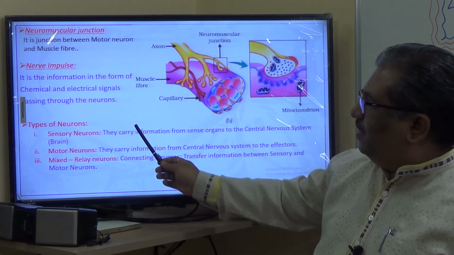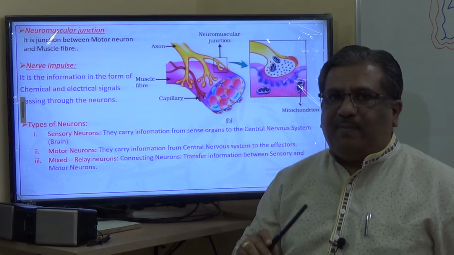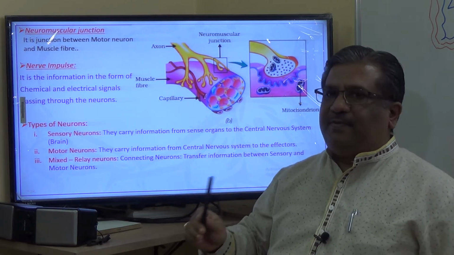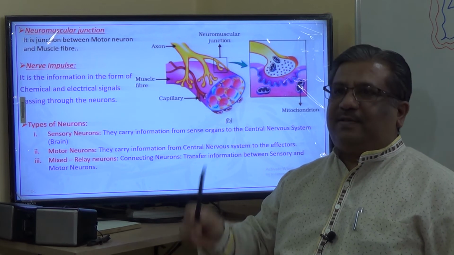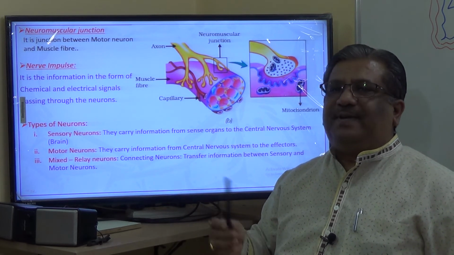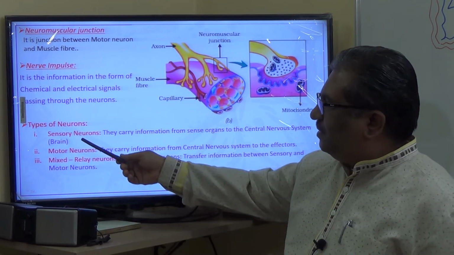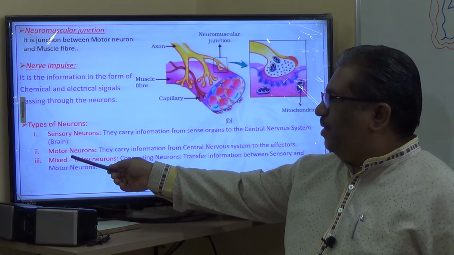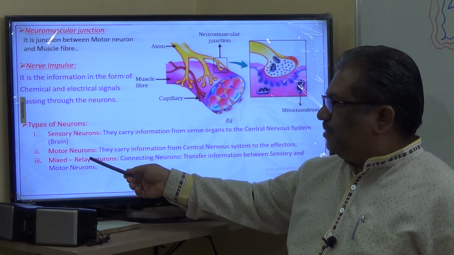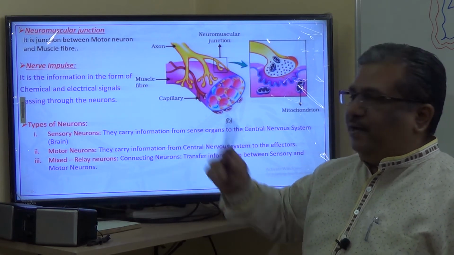Okay. Here it's interesting. These three are very important. What are the different types of neurons? We understood nerve cells and nervous tissue, and what are the different types of nerve cells here? Mainly there are three types: sensory neurons, motor neurons, and mixed relay neurons.